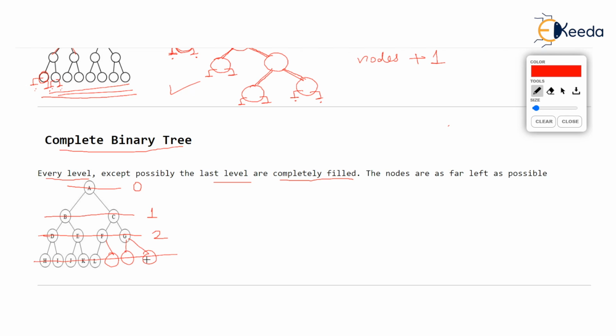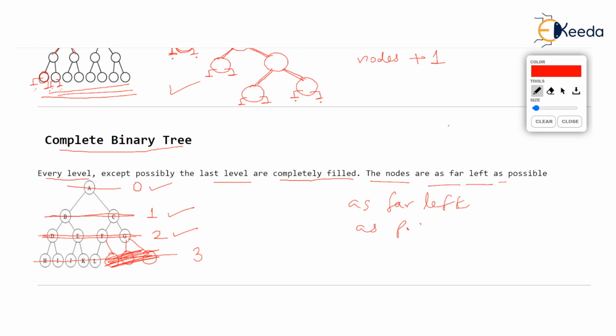Now you see, level 0 is full, level 1 is full because maximum nodes at level 1 are 2 nodes and we are having 2 nodes. And maximum nodes at level 2 are 4, we are having 4 nodes. And what are maximum nodes at level 3? They are 8, but we were not having these nodes, isn't it? So except possibly the last level, all levels are completely filled. I hope you are understanding. And the nodes are as far left as possible.